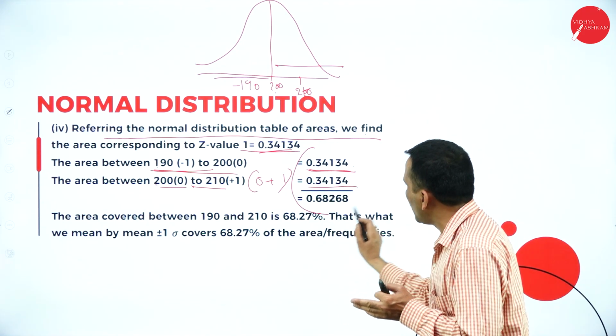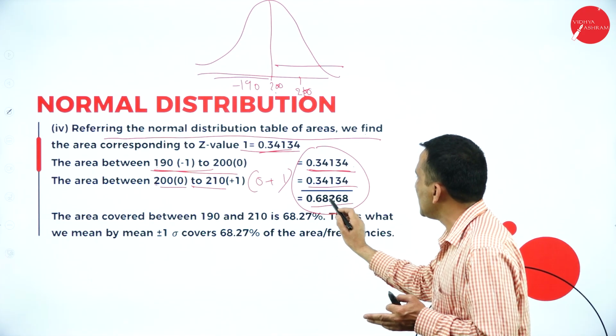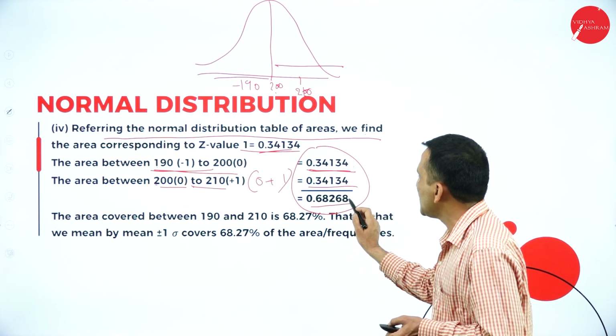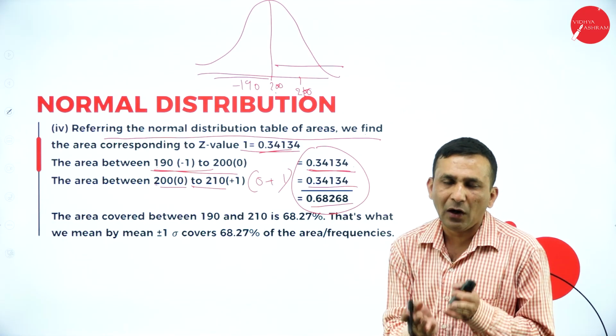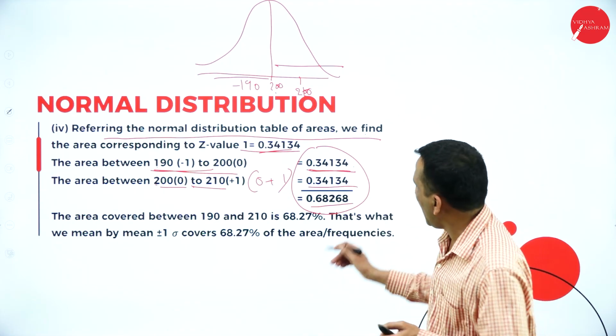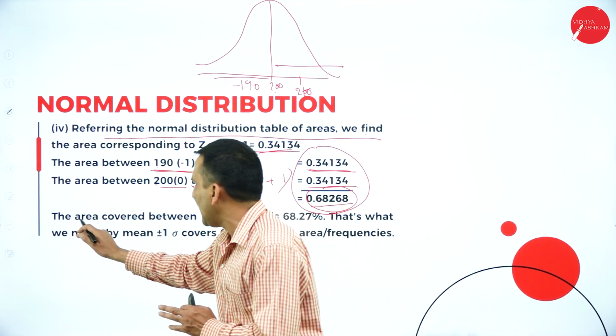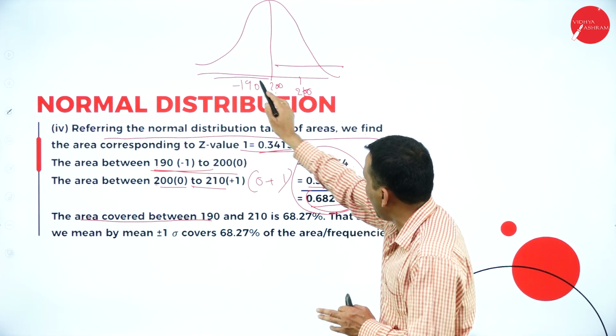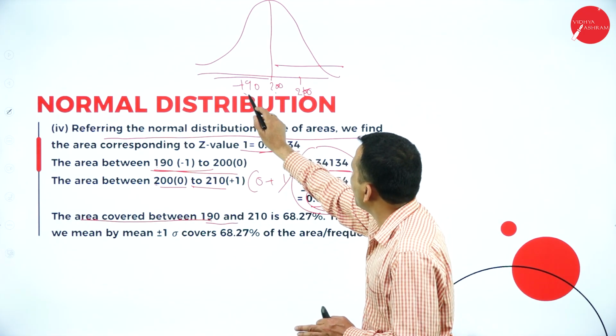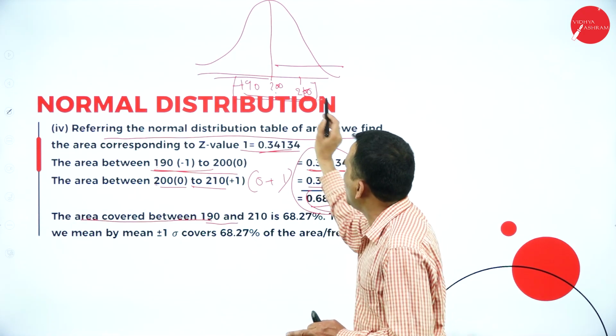So if you add the total together, we are getting 0.6826, which is already in the property, the last ninth property we identified. So 68%. So now we are writing the area covered between 190 to 210. The 'in between' means till here you need to read.